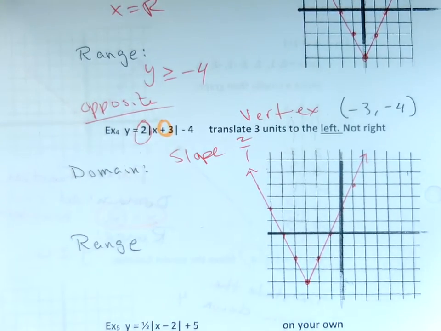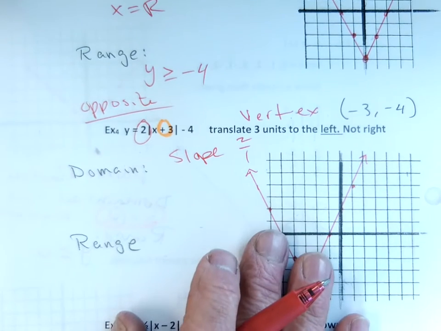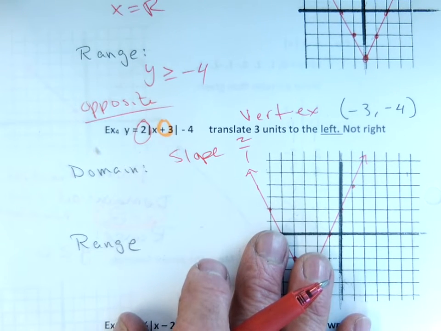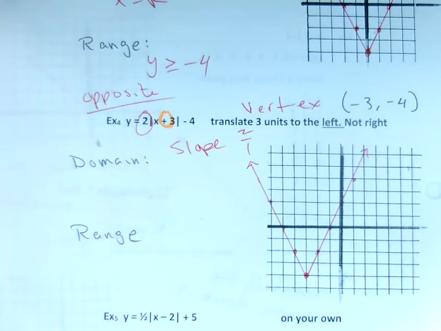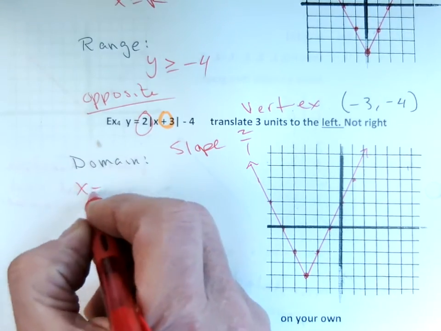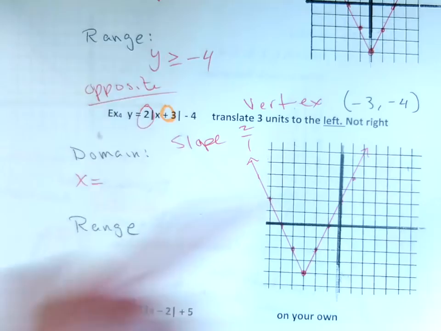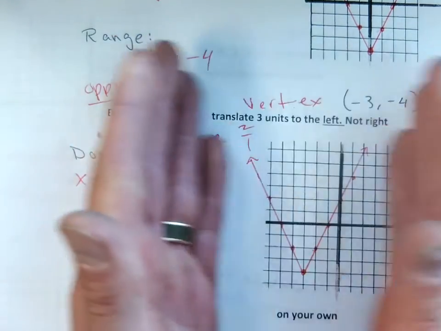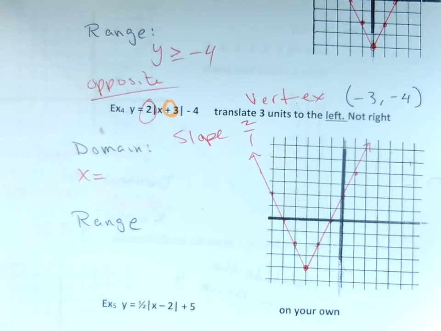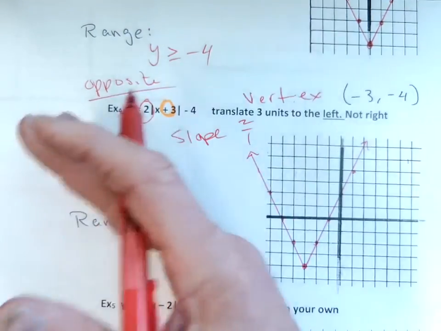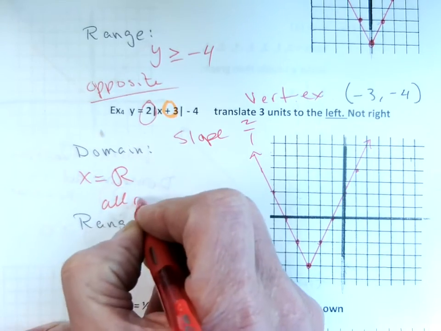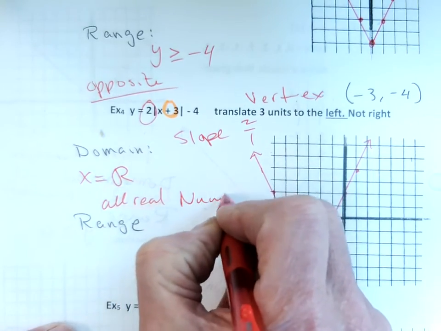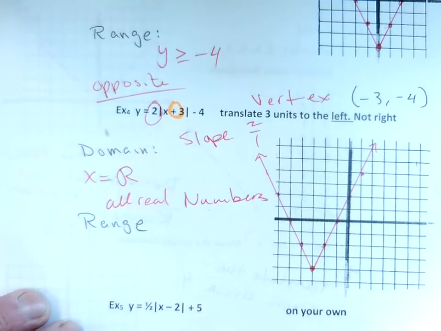What's my domain? Don't let Tava give you all the answers. Will, you can do it because I know you're smart. Will, what's the domain? X equals what? I don't know. Well, how wide is it? How wide is this graph? It just goes forever, wouldn't it? Does go forever, totally right. So we're going to go all real numbers. All real numbers.